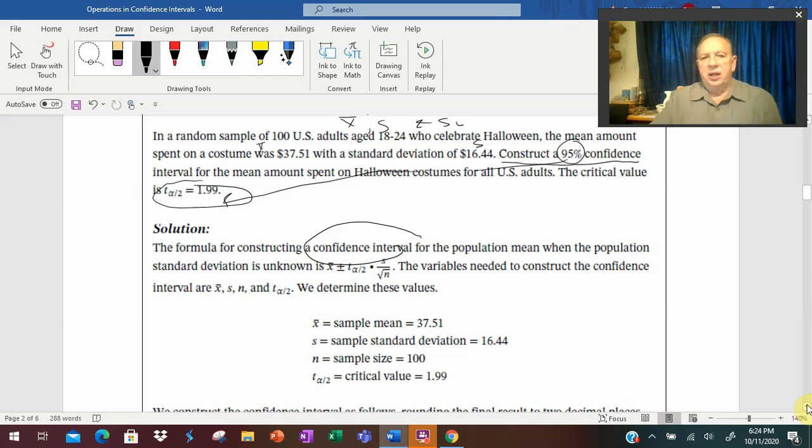So here we list it all out. What is our x bar? That's our sample mean, 37.51. Our sample standard deviation is 16.44, from up here. The sample size was 100, and the t alpha over 2, the critical value, is 1.99. Again, that comes from the table. You have to work backwards based on 95% confidence.